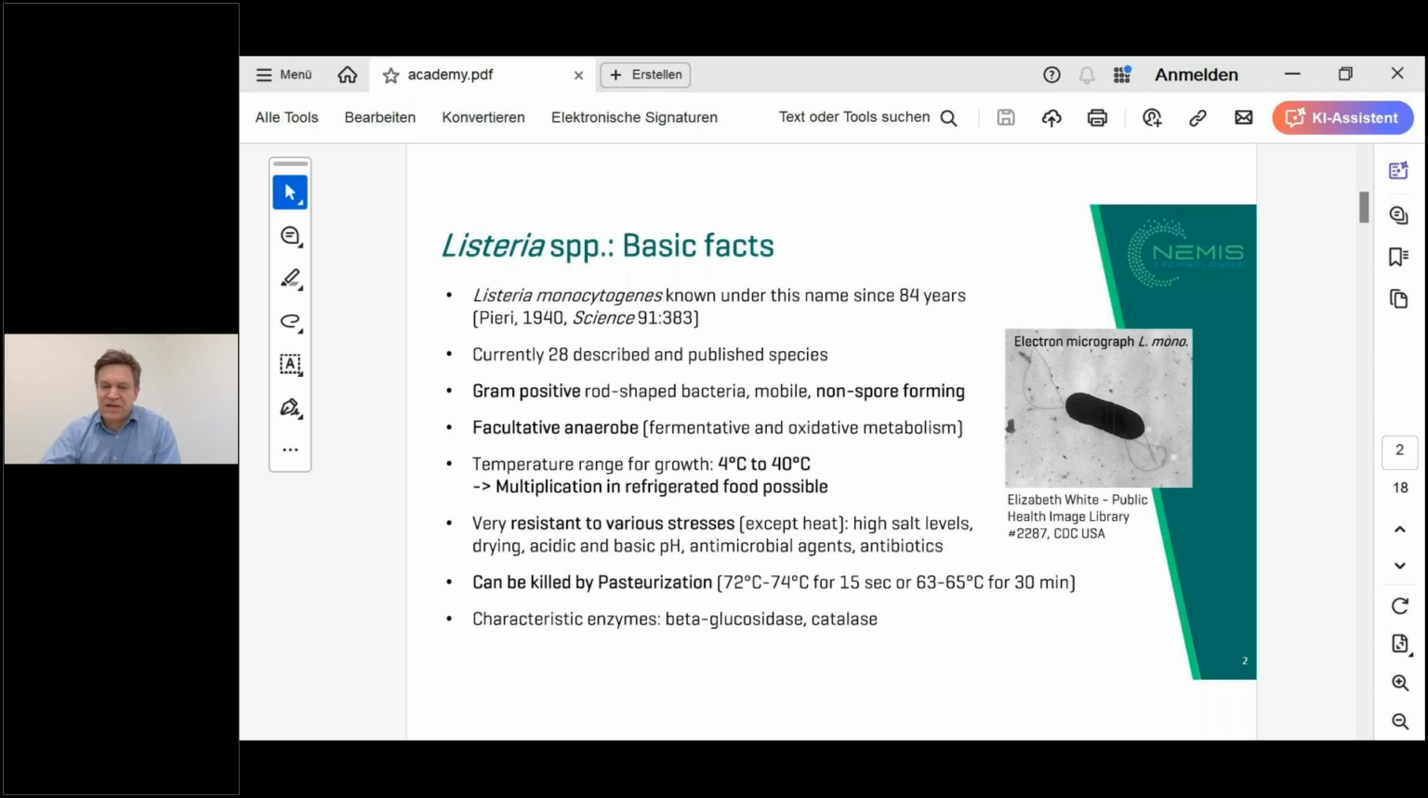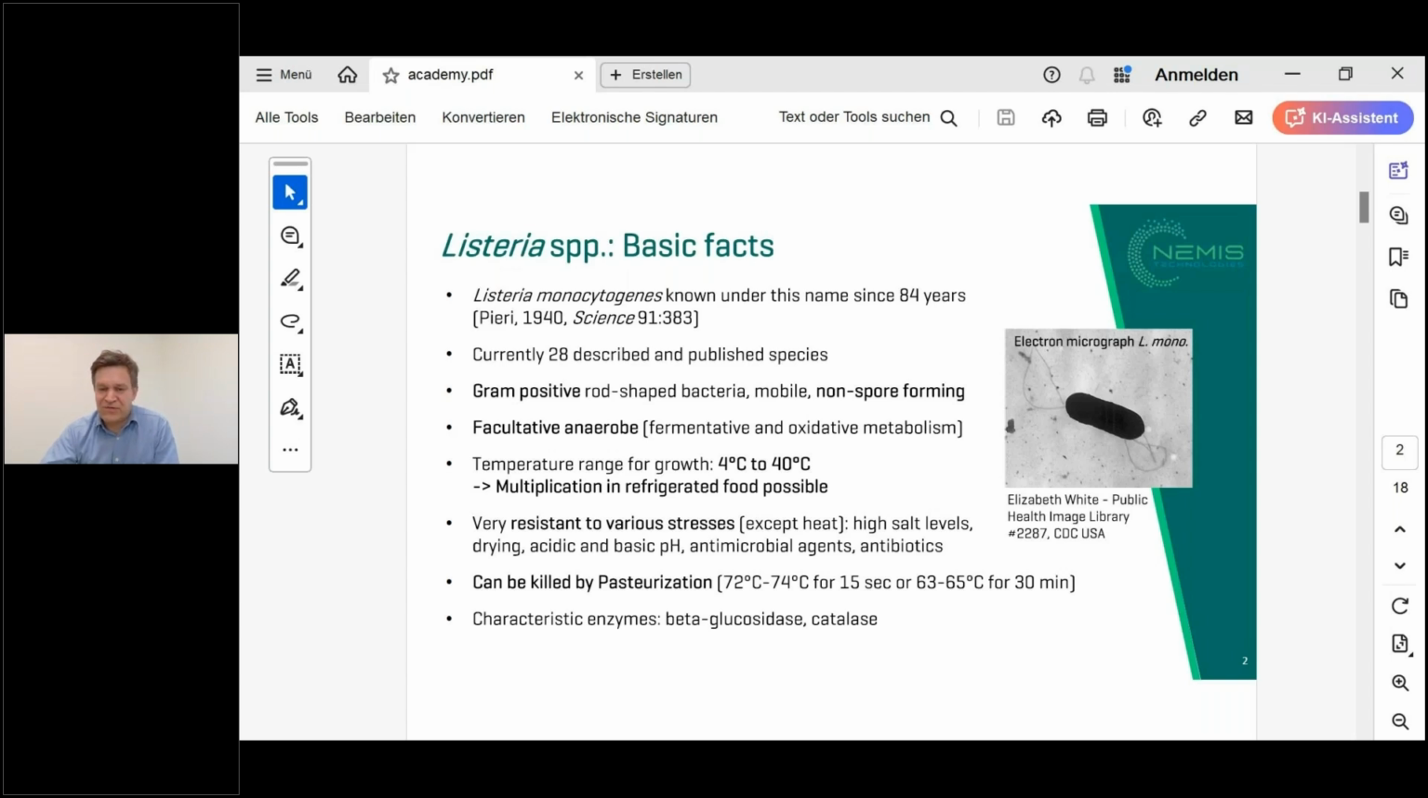during production. Another thing which troubles food manufacturers is that Listeria in general are very resistant, except for heat. But a lot of other stresses like high salt levels, salts are often also used as preservatives, drying, acidic or basic pH, also often used as a preservation measure in foods, and antimicrobial agents. Quite a few antibiotics they are naturally resistant to.